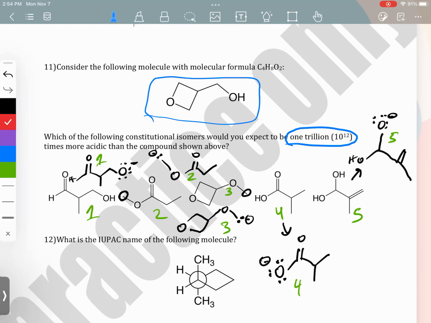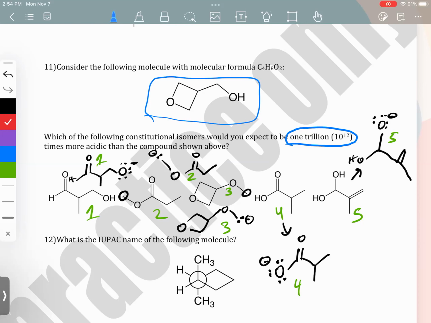And I always forget the fourth one. Inductive, resonance, electronegativity. It's something else. Why do I always forget? I remember it, but yeah.